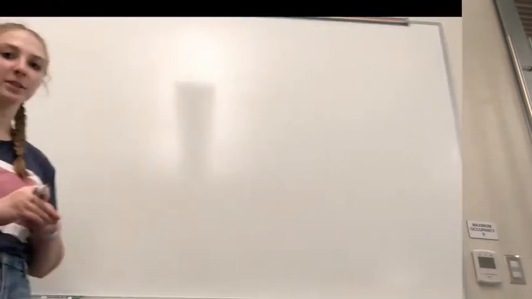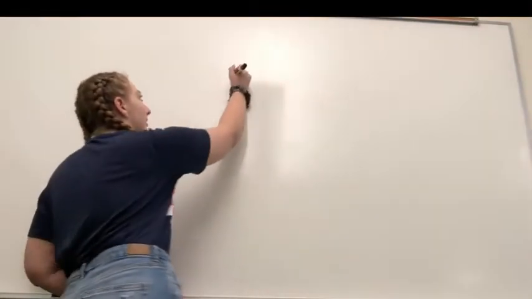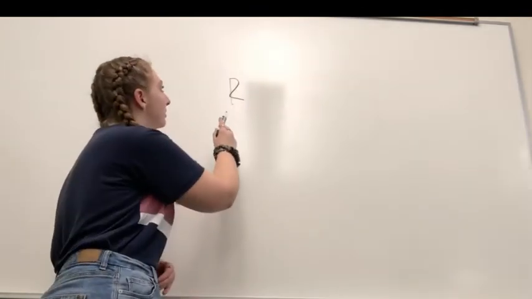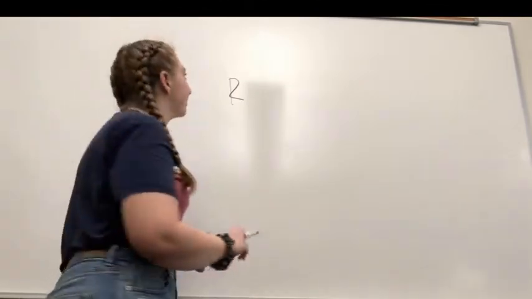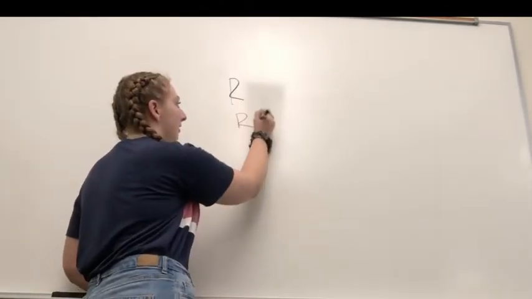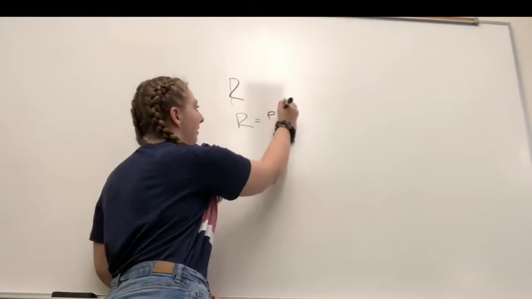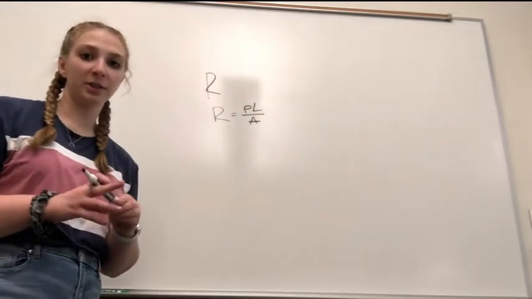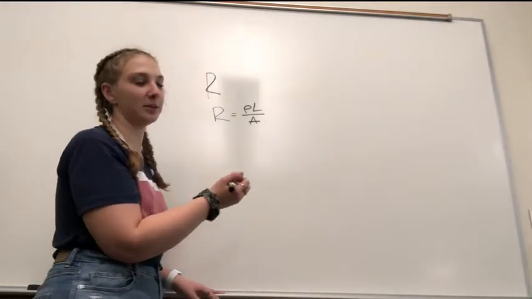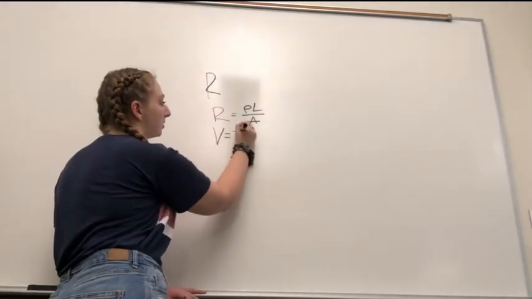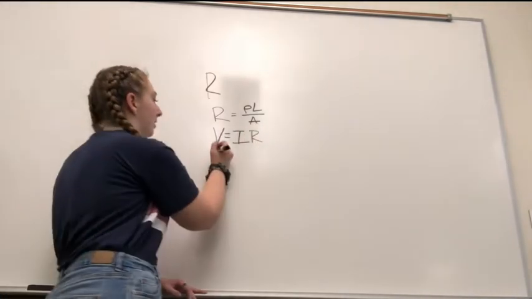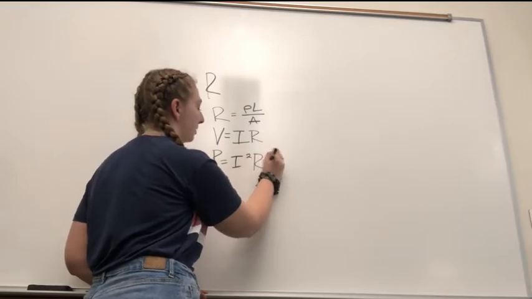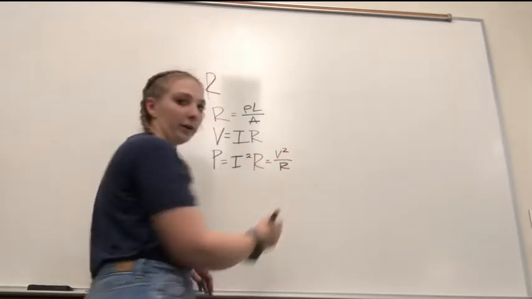So first part of our RL is the R. This stands for our resistor, or resistance. Resistance is equal to the resistivity times the length over the area. It can also be used in these following equations: V equals IR, as well as power equals I squared R, which equals V squared over R.